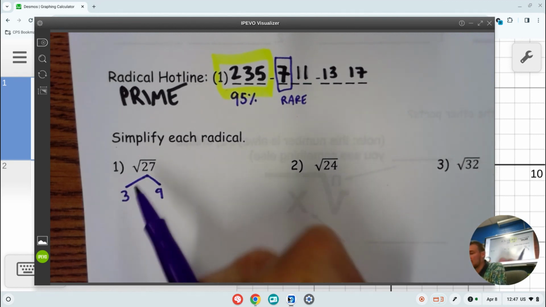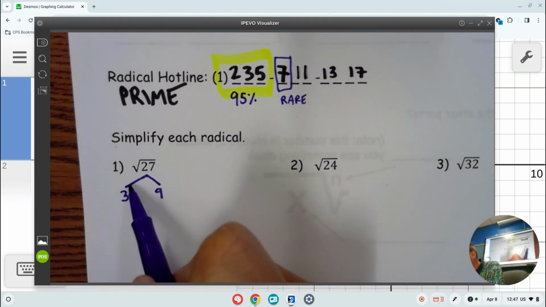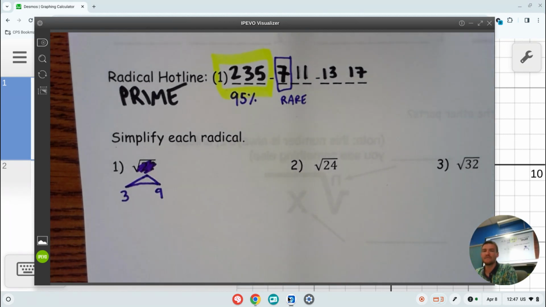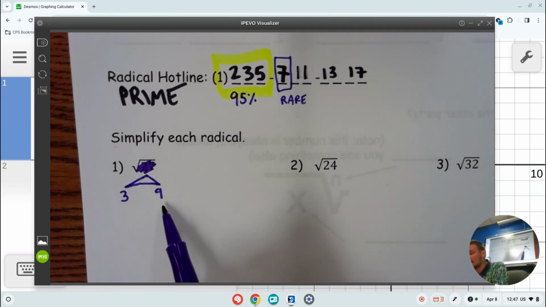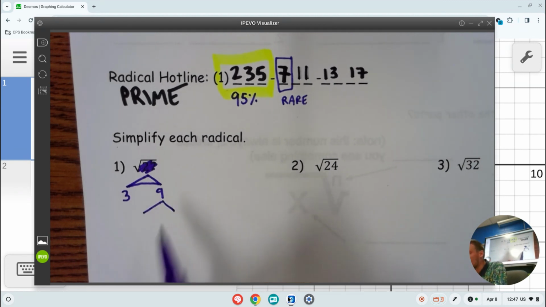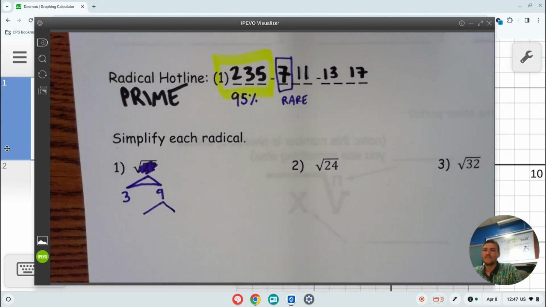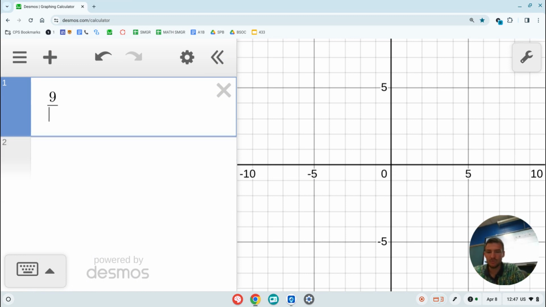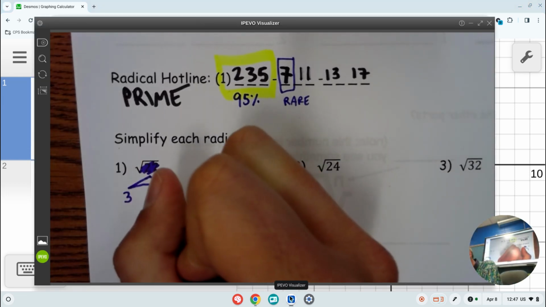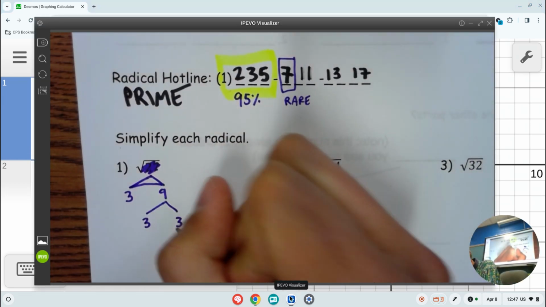Now, we don't need these numbers on top of the triangle ever again. So I'm just going to cross off that 27. And this number 9 is not prime. It is not a 2 or a 3 or a 5. So I'm going to break down this 9. Does 9 divide by 2? Nope. Does 9 divide by 3? Yes. 9 does divide by 3. It's going to be 3 and 3.